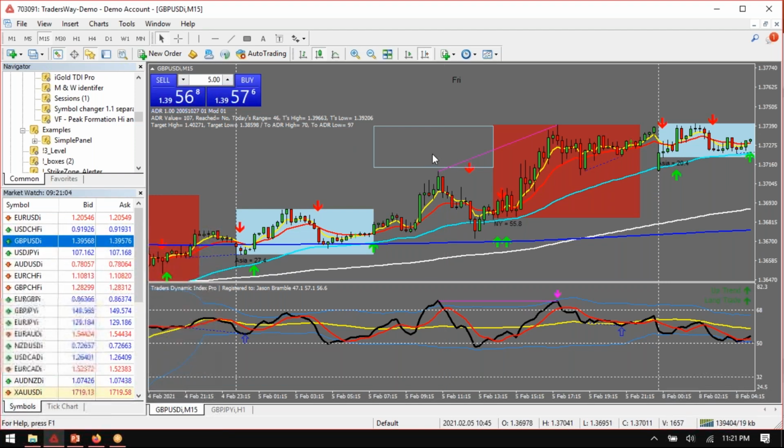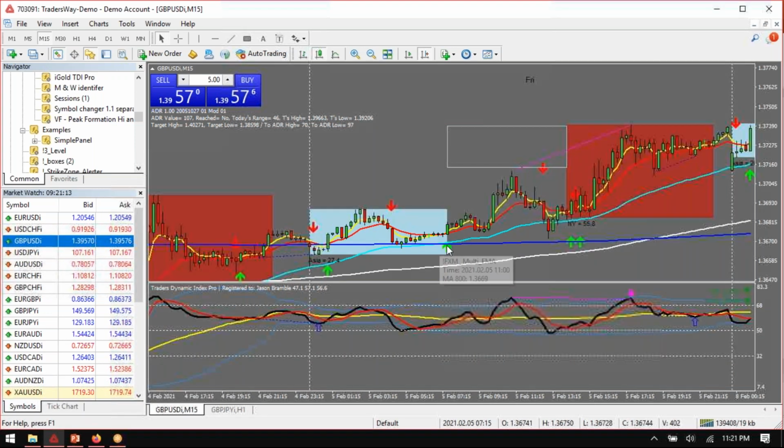Stop loss goes above the high of the day. Never got taken out till New York opened. But again, that was a trade. It's a small little trade there.